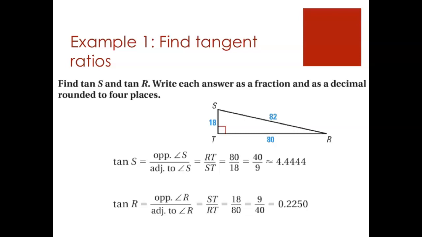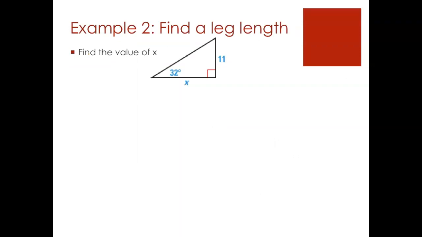Now let's use the tangent ratio to determine the length of a missing side. So here we have a right triangle, and we are given one of the acute angle measures, and we have the length of one of the legs. Now use tangent to find the length of x. How do you do that? Well, let's relate everything that we have there, including x.